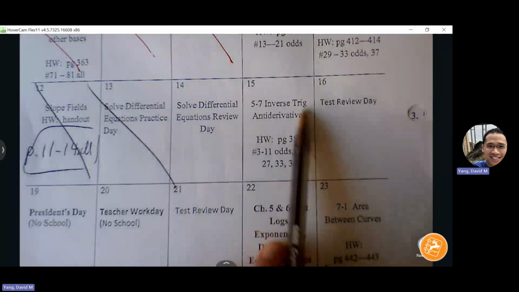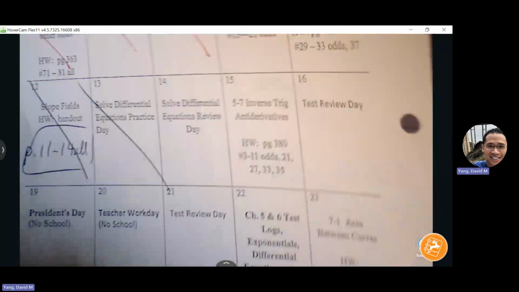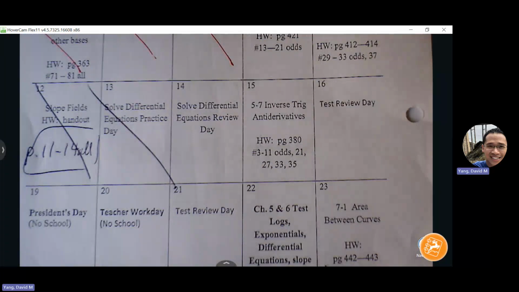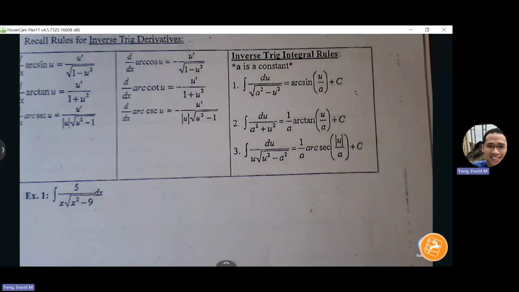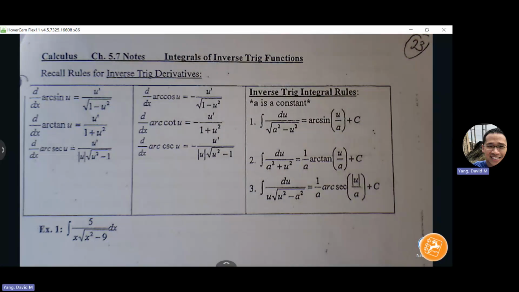So let me shift over to the notes for our last set of notes for this unit, which is integrals of inverse trig functions. Okay. So I'm going to swap the days around so I can just push the review. Just have this be the last day of notes rather than tomorrow.